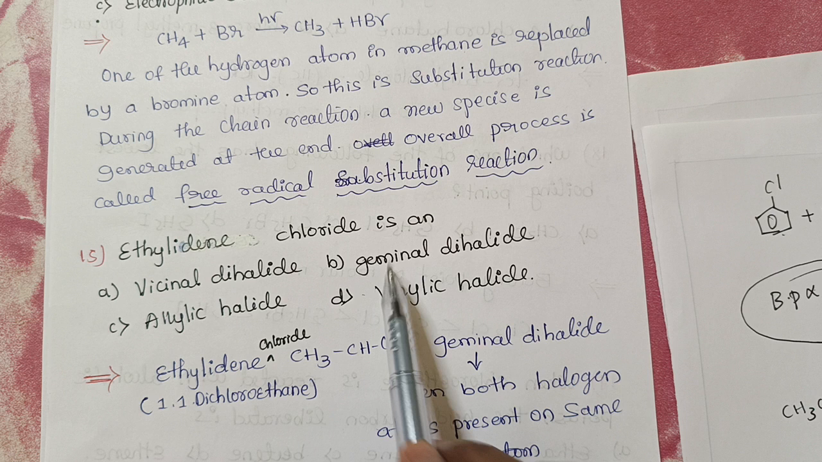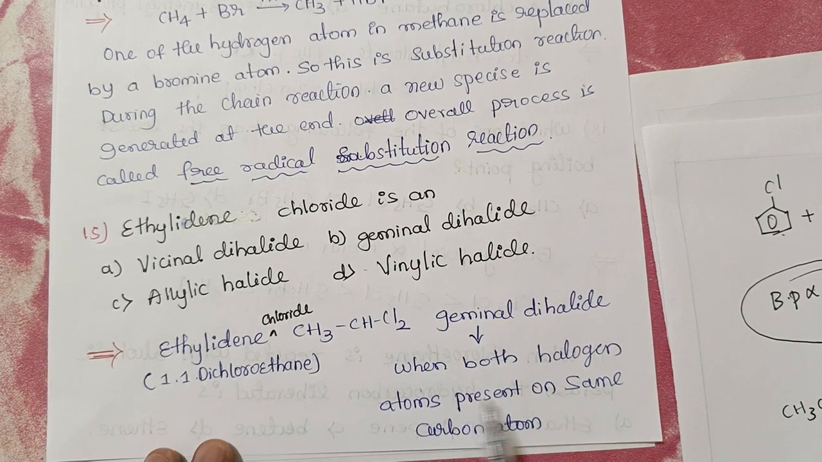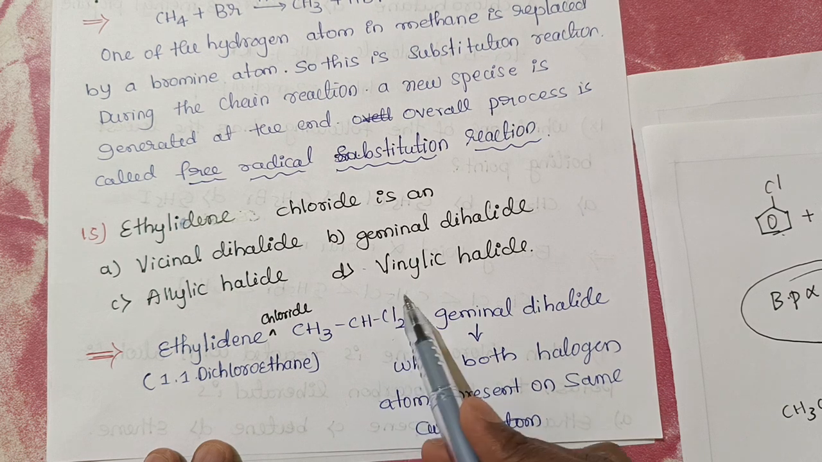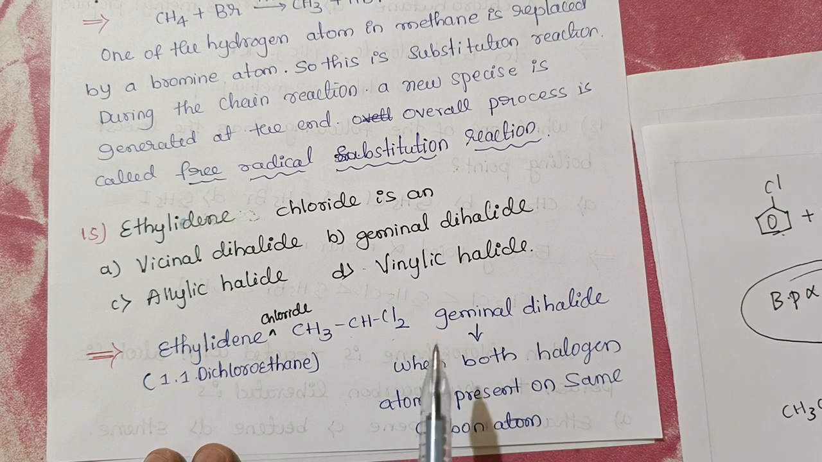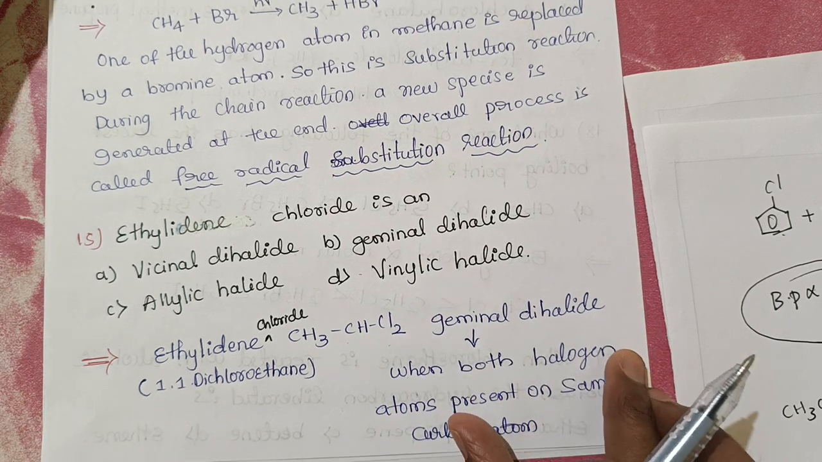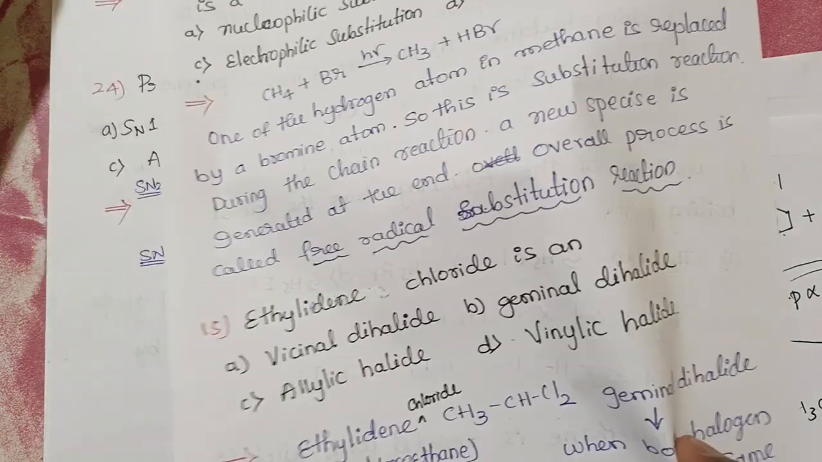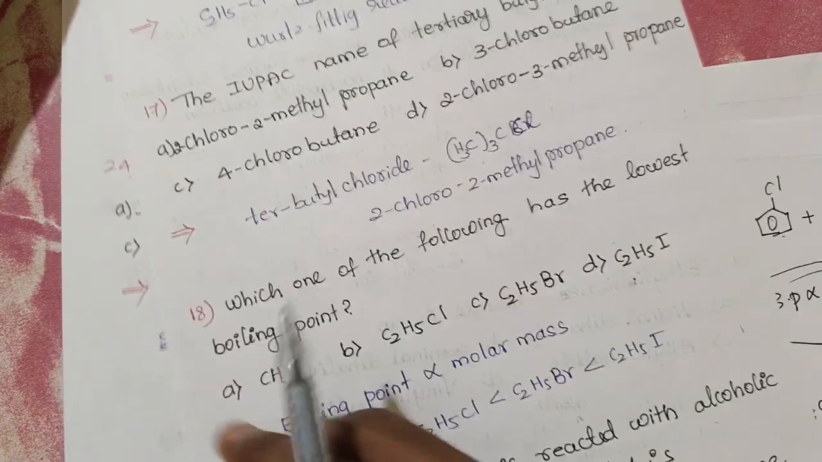Therefore the correct answer is geminal halide. What is geminal halide? When both halogen atoms are present on the same carbon atom. See, both halogen atoms are attached to one carbon. So this type of halide is called geminal halide, or gem dihalide. Okay, then the next one is question number 16.